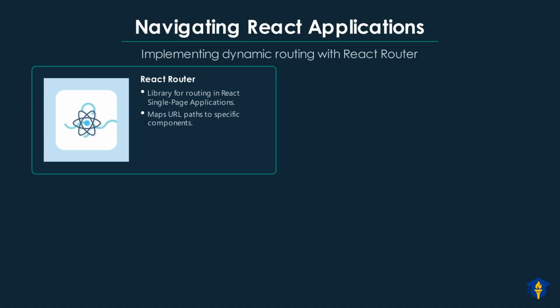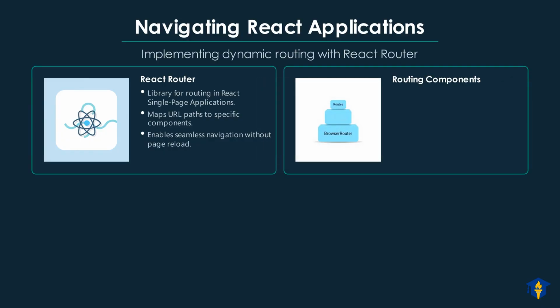Essentially, React Router maps different URL paths to their corresponding React components for display. This allows users to navigate between views without triggering a full page reload, improving performance. Now, let's look at the core routing components that React Router provides for building your navigation.